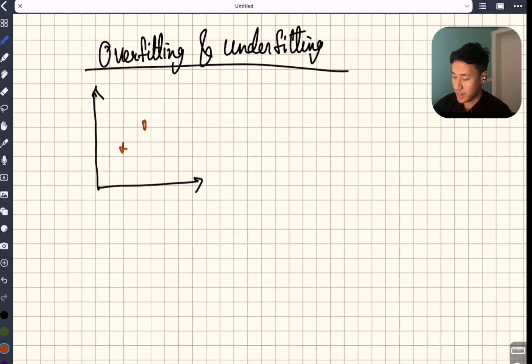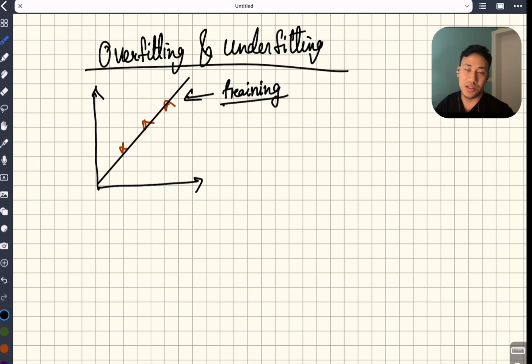In this graph, these are training data, and we have predicted a line like this. While we are training, we are passing all this training data, right? While we are passing training data, this straight line is performing very well with respect to the training data. But what if I pass one test data which is here or which is here? Then it is not doing well with the test data, right? It is doing well with the training data, but it is not doing well with the testing data. So this case is known as overfitting.